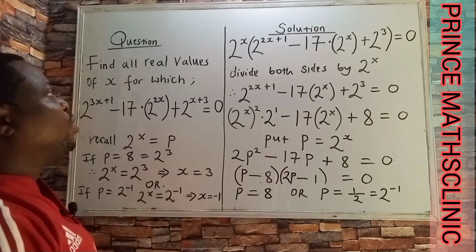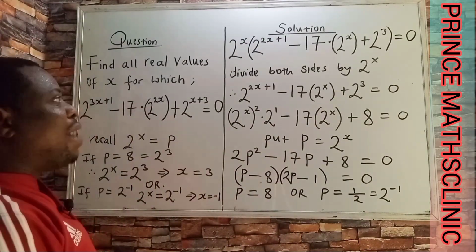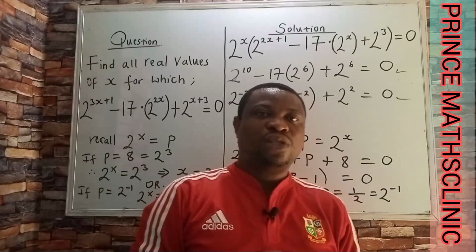You can always confirm your result to see if you are correct. Put x back into the equation, and you get back 0. This brings us to the end of today's class.